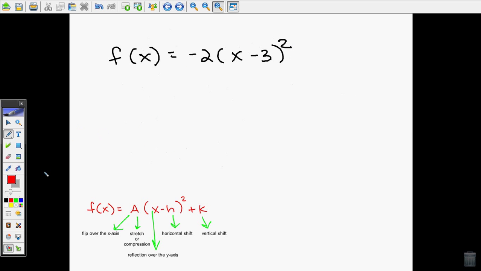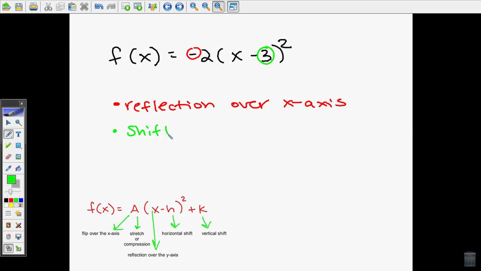Let's try another one. All right, here we have this negative sign. So because of the negative, it's a reflection over the x-axis. Because of this 3 here, it is shifted 3 units right.